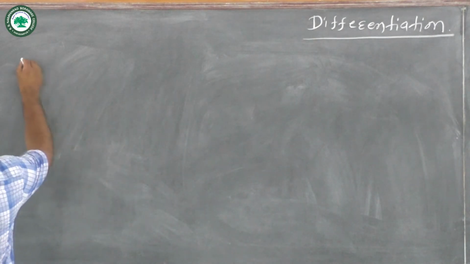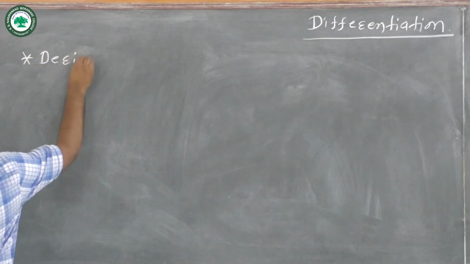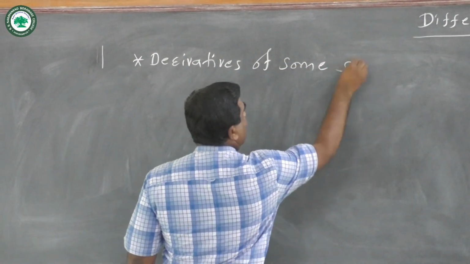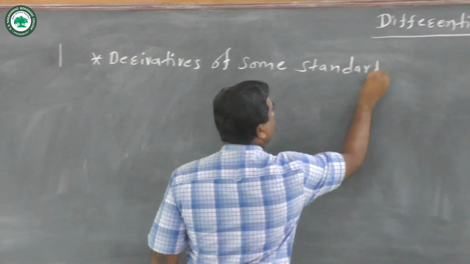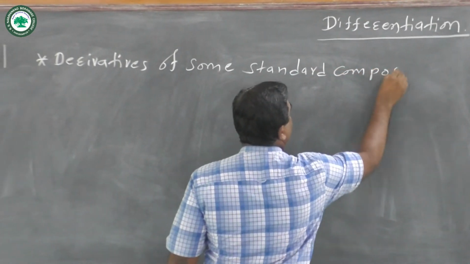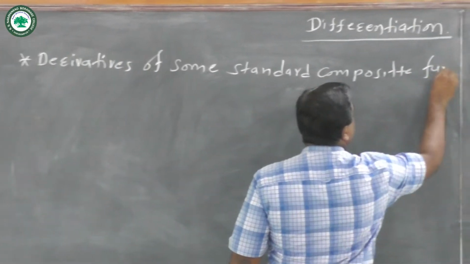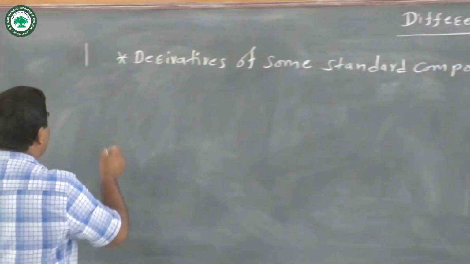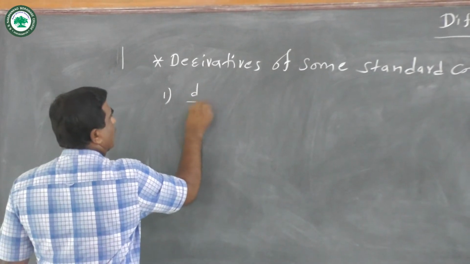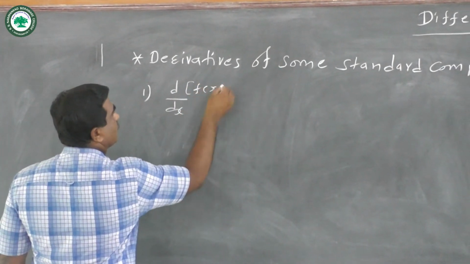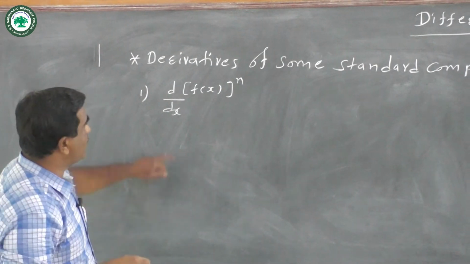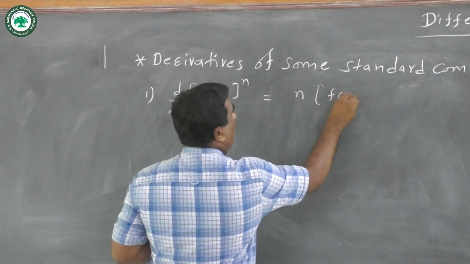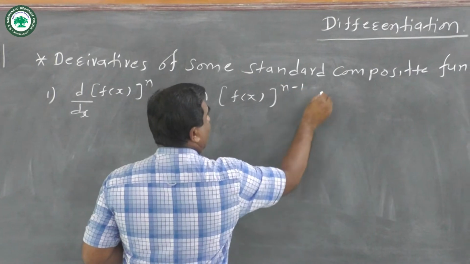Now we see derivatives of some standard composite functions. Now number first, dy/dx of [f(x)]^n. Here f(x) is a composite function, this is a power function. Now the derivative of this is n into [f(x)]^(n-1) into f'(x).